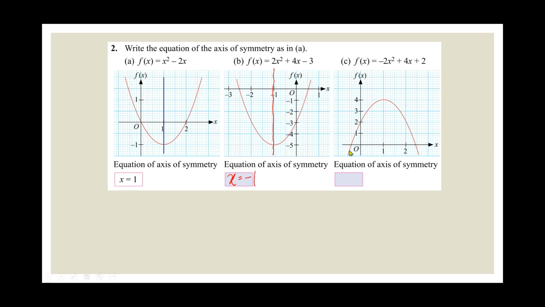Now the next one, so this is -2x squared plus 4x plus 2. See, the value of a is less than 0, right? So you will have an n-shaped graph or a set-face graph. Okay, so where is the line of axis of symmetry there? 1. Very good, 1. Because it divides equally, both sides. So you can find out the equation of the axis of symmetry already, right? Okay, what is the answer? X equals to 1.